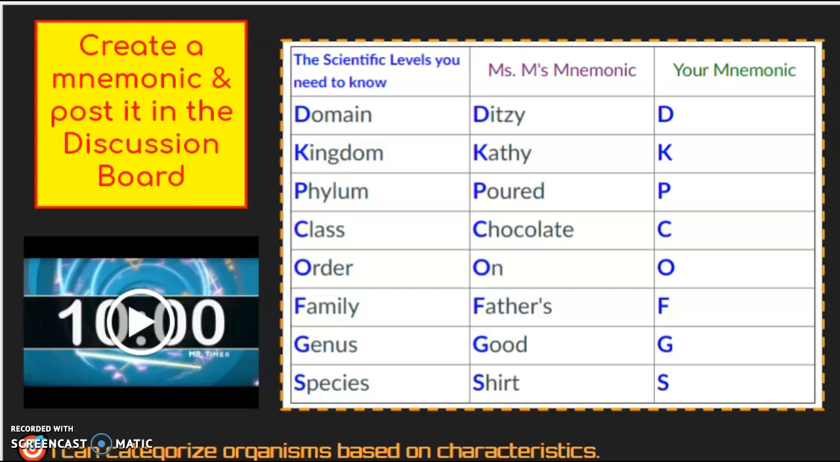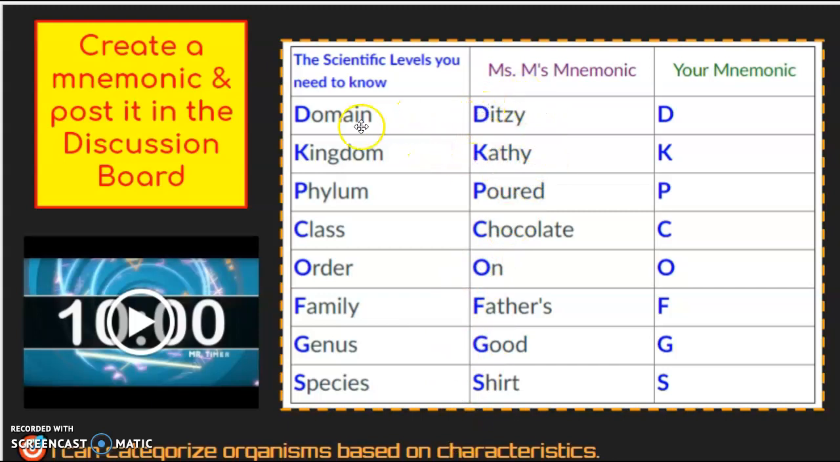So last week in the Amoeba Sisters video, and you did a 3-2-1 summary on it, you learned the levels of classification, which is in the first column. These are the scientific terms, and they're in a very specific order. And they start with the largest category, moving all the way down to a single organism. So the order is important here. So in science, to remember, this is what I used since 7th grade middle school to remember the order. Ditzy Cathy poured chocolate on Father's good shirt.